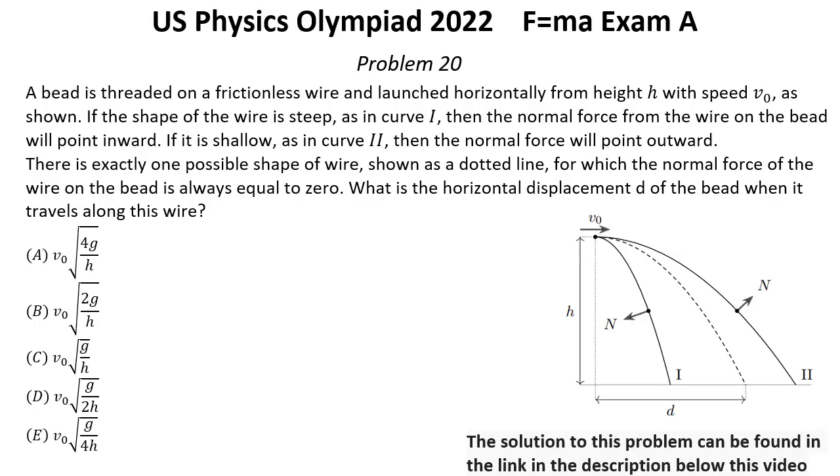There is exactly one possible shape of wire, shown as a dotted line, for which the normal force of the wire on the bead is always equal to 0. What is the horizontal displacement d of the bead when it travels along this wire?